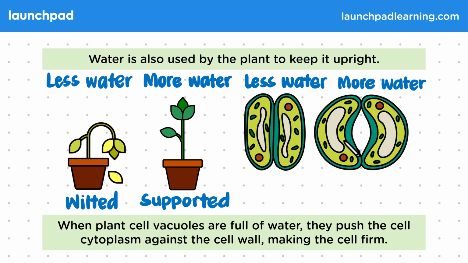You don't need to know the terms flaccid or turgid for the exam. So when the vacuole is larger as a result of having more water, it gives more support to the plant cell, making it firm. In the transpiration stream, we also find mineral ions being transported. What are these mineral ions used for?